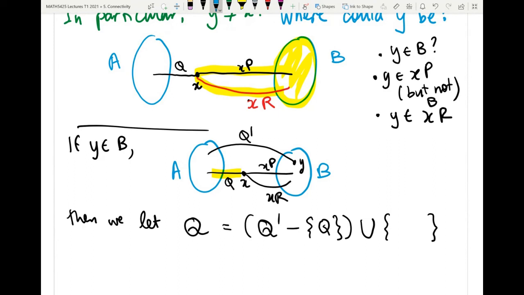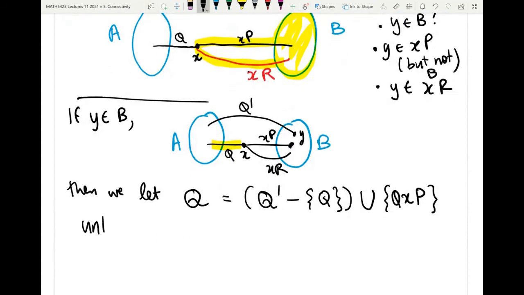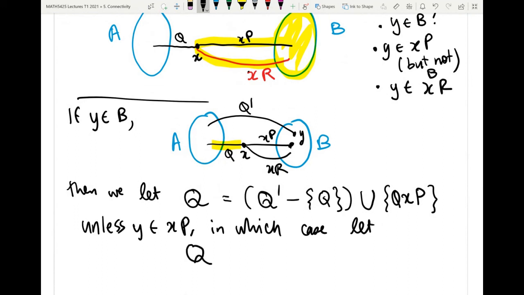I think perhaps I'll just tell you. What we can do is use, for example, Q X P. So we go along Q until we get to X, and then we travel along P, and that will get us to here. The only way you wouldn't do that, yes, thank you, Evan, that's right, would be if Y belongs to XP, in which case we let you use R instead. So either way, you'll be able to avoid Y.